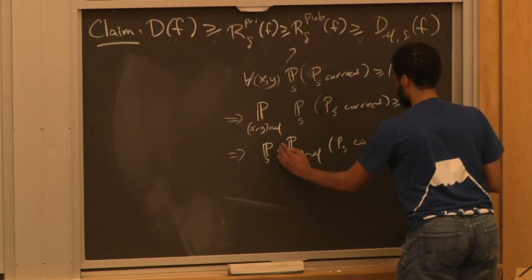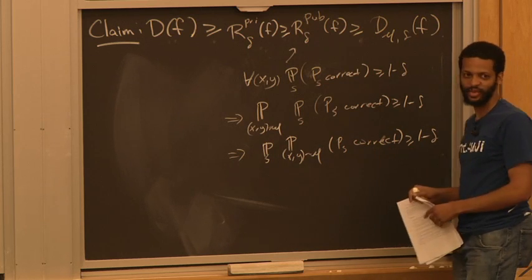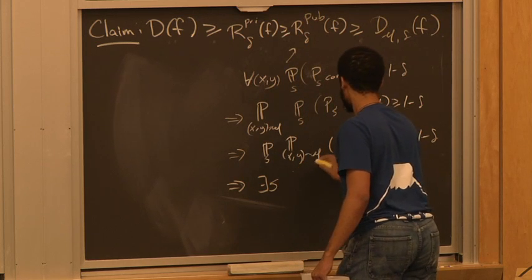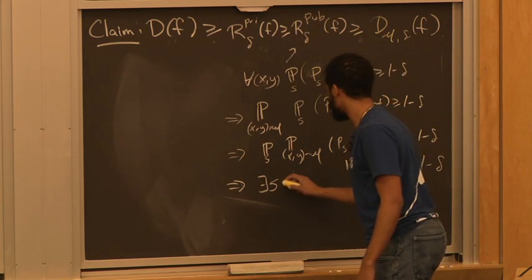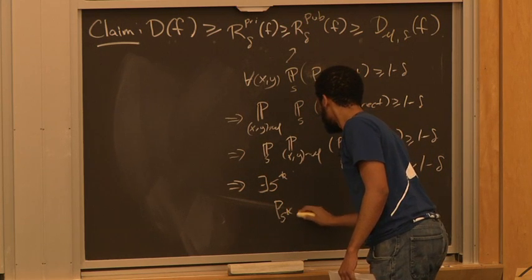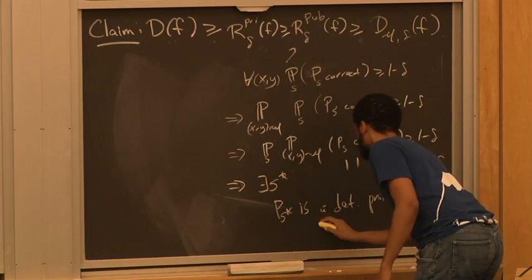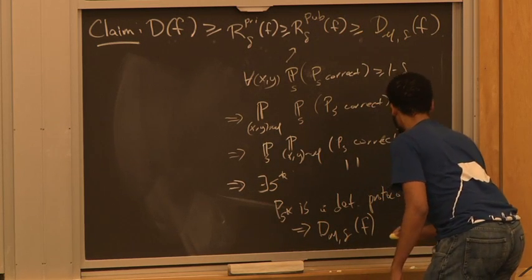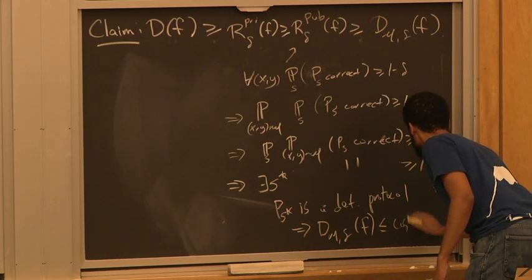But if for a random S, this probability is at least 1 minus delta, that implies that there exists an S for which this thing is at least 1 minus delta. So let's call it S star. There exists an S star such that PS star is a deterministic protocol. That implies that d of mu delta of f is at most the cost of P star.